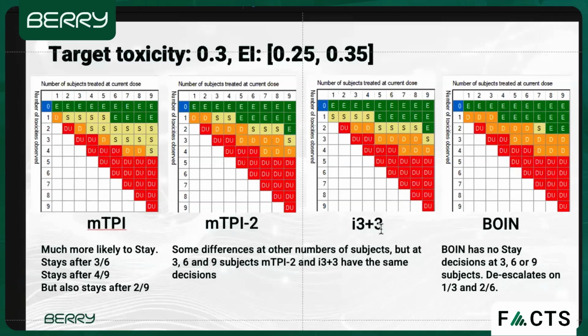The MTPI2 and the I3+3, for columns 3, 6, and 9, have exactly the same behavior. Boyne is, as I said, much more bouncy. It's going to go up or down. It doesn't like to stay.